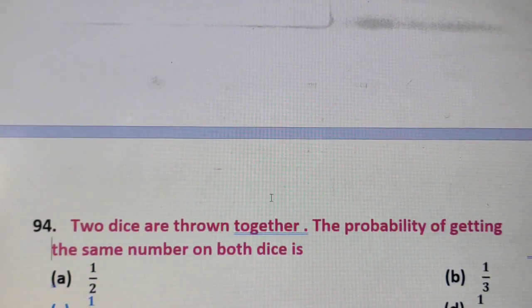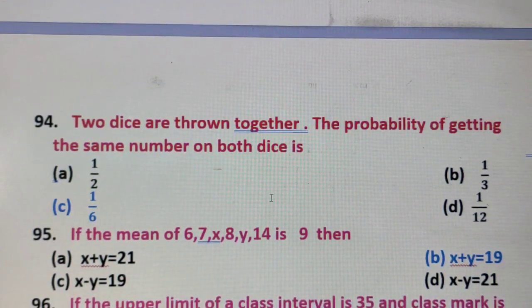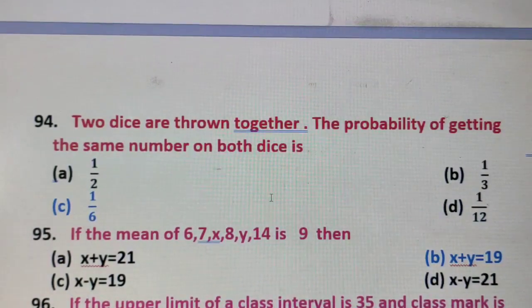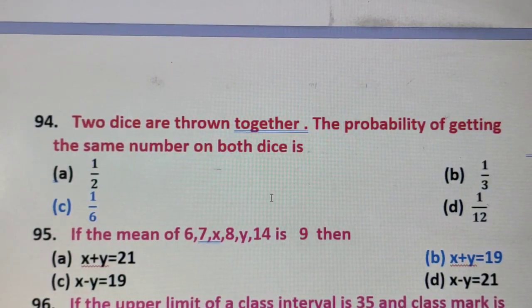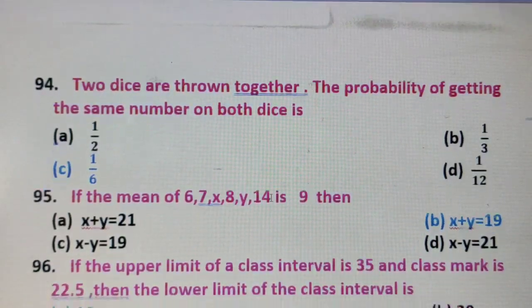Two dice are thrown together, the probability of getting the same number on both dice. If two dice are thrown together, the total number of outcomes is 36 and the same number on both is 6, that is the option is 1 by 6. The mean of 6, 7, x, 8, y, 14 is 9, then x plus y equals 19.